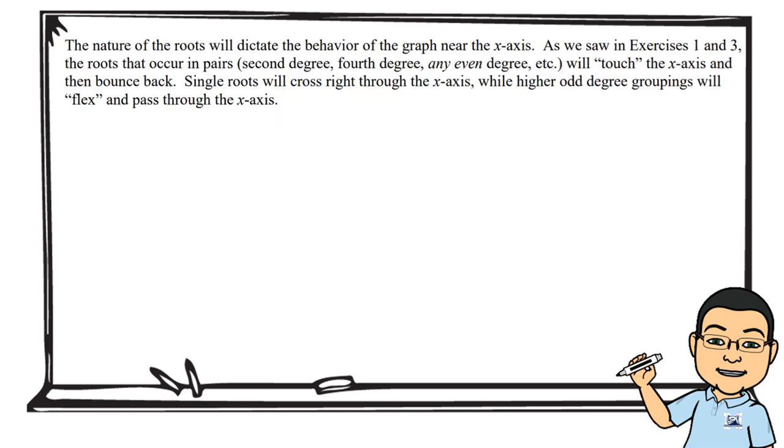The nature of the roots will dictate the behavior of the graph near the x-axis. So we've seen what happens when you have a single root, and we've also seen what happens with the double root. Right? The double root will touch and bounce back, the single root will cross through. But higher odd degree groupings have a very unique behavior, and that's known as a flex. They still pass through, but there's a little bit of a flex there.